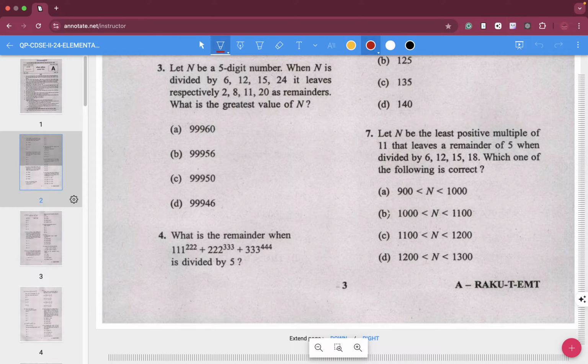All right. Okay, so now the next question over here, it says let n be a 5-digit number, right? n be a 5-digit number. When n is divided by 6, 12, 15, 24, it leaves the remainder of 2, 8, 11 and 20, right? Okay, if it leaves a remainder of this much, right?